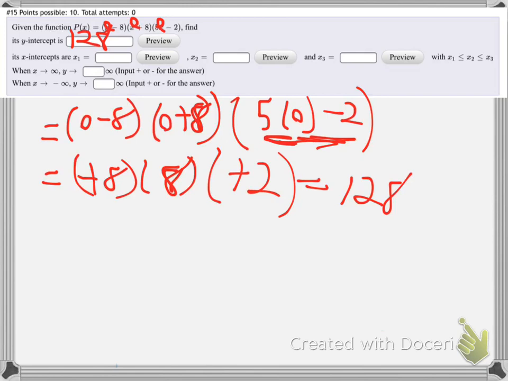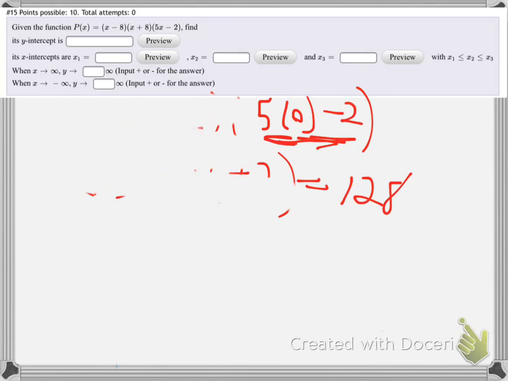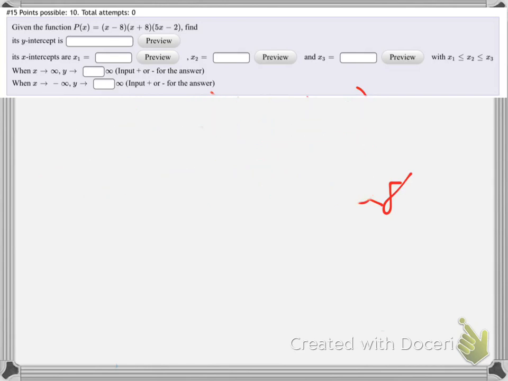Now, its x-intercepts, let's figure that out as well. So it's x-intercept. That's when the y part is 0, or in this case, the p of x part is 0. So we'll 0 out the p of x part, and then we have x minus 8.